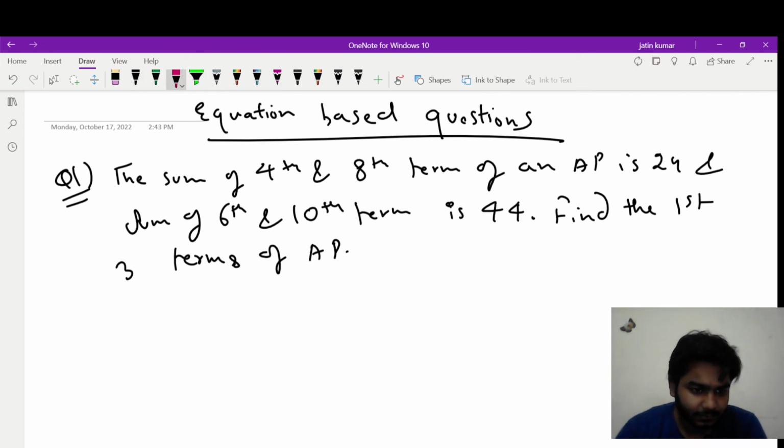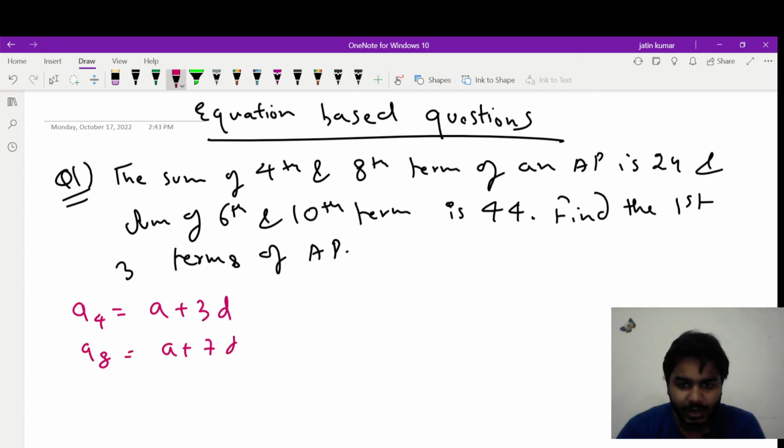So if I want to know the 4th term, can I write the 4th term as a plus 3d? Yes, we can write. Can I write the 8th term as a plus 7d? Yes, and we are given the sum of these two.